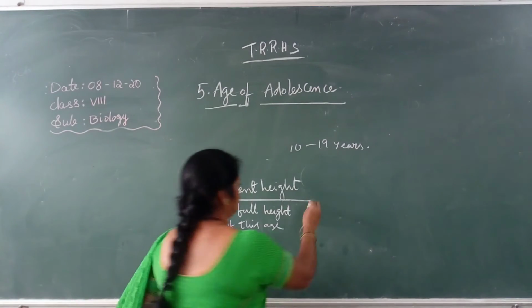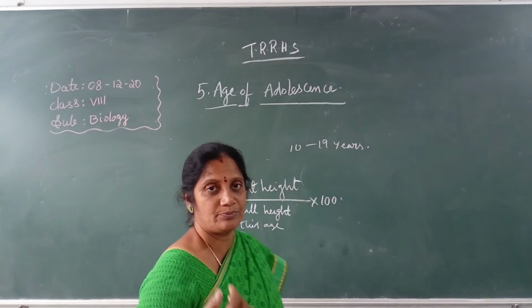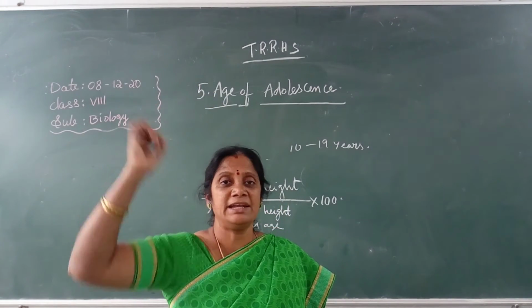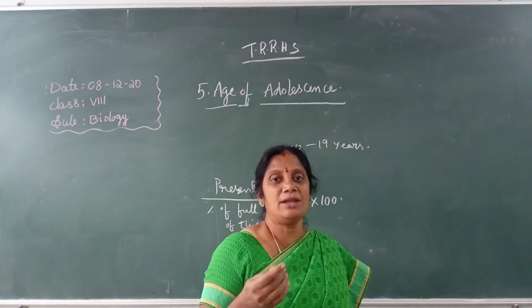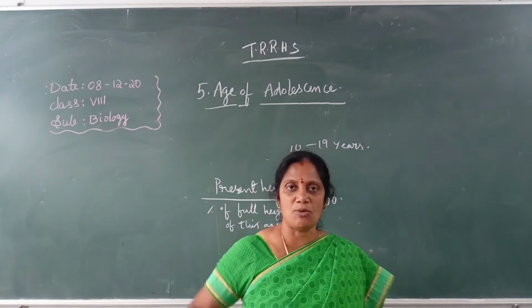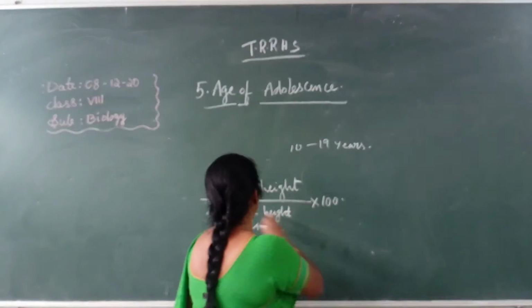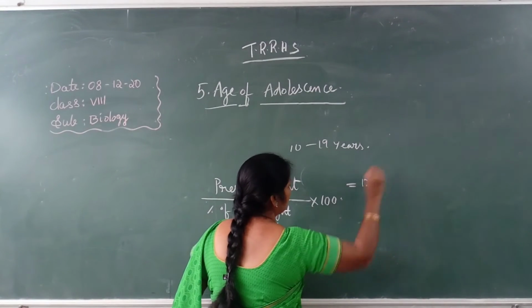Because, for example, if you want to know what height I may reach at 18 years, you can check easily, you can assume your height. First you measure your present height. In the book they have your 125. Present height of a particular boy and girl is 125.